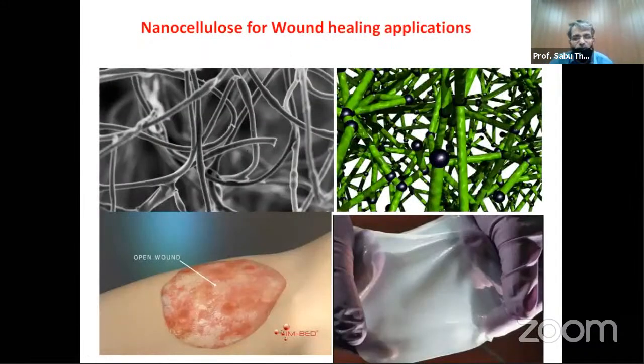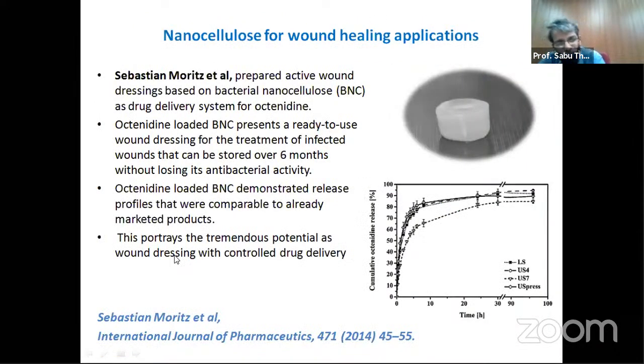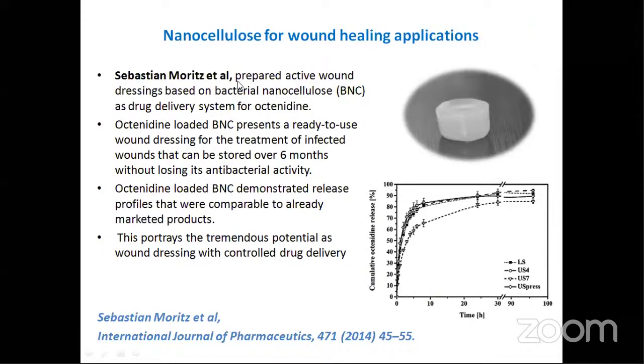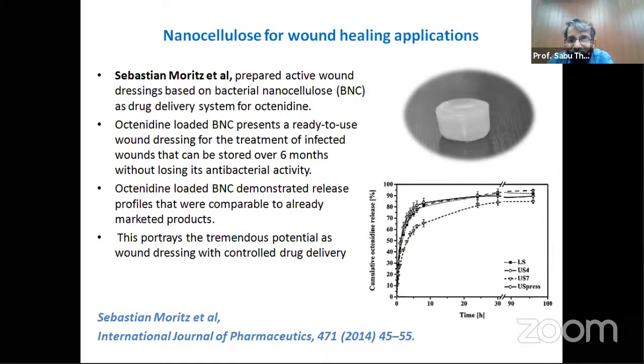Now let me show you some of the work we've done on wound healing. Look at nanocellulose for wound healing applications. This is the type of material you can make. Why is this important for wound healing? Extremely porous. This is a wound, and this wound could be closed by this nanocellulose. I wanted to show you some nice work from the group in Spain, from Sebastian Moritz. You know what they did? They made wound healing mattresses. So this is the mattress they made.